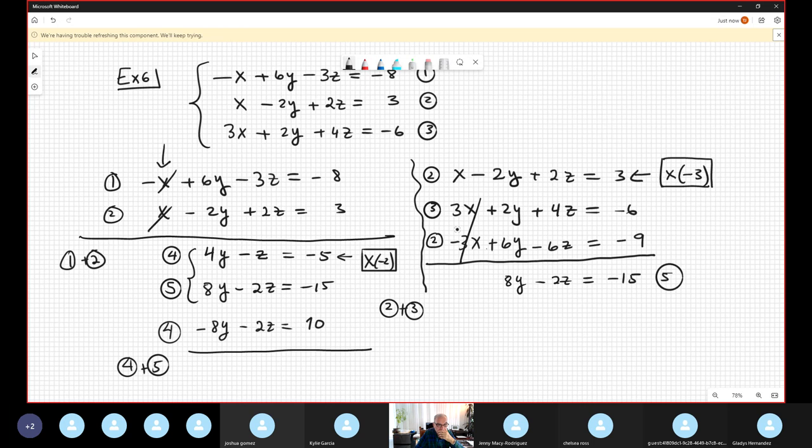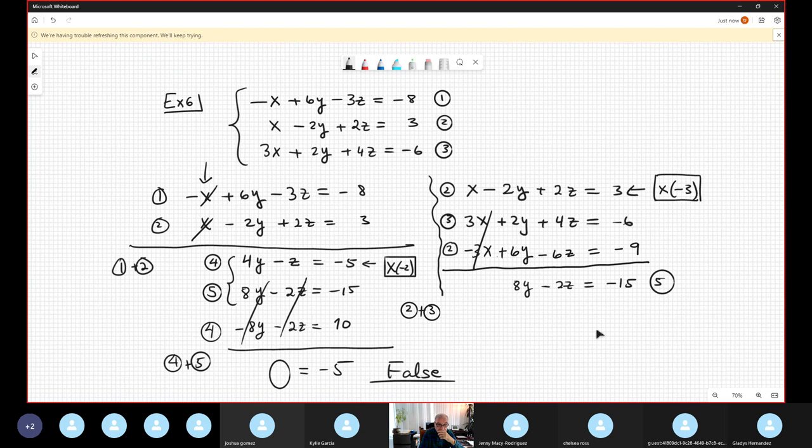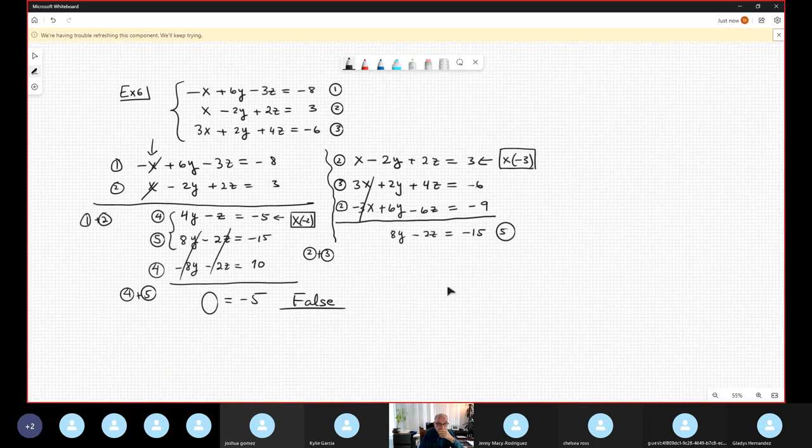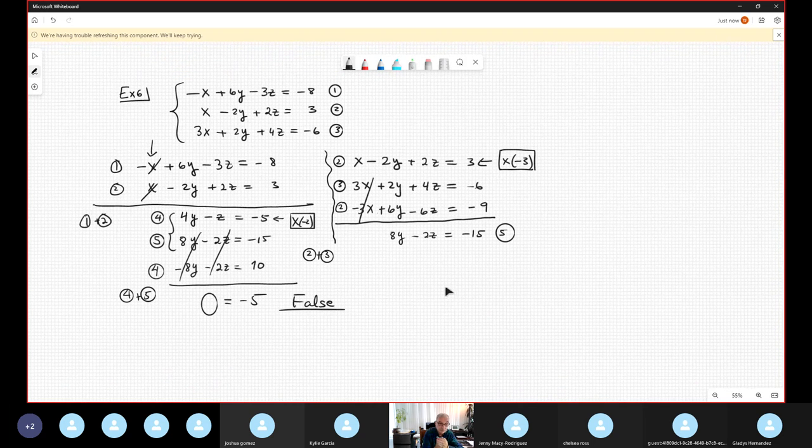Something weird happened. This cancels out, this is zero. Zero, and this is negative 5. Oh, and so you get a contradiction. And when you get a contradiction, what is the interpretation then? We are doing the best. No mistake. However, in the final answer you get a contradiction. This is a completely false statement. What is the interpretation there? Come on. Are you there or are you sleeping?